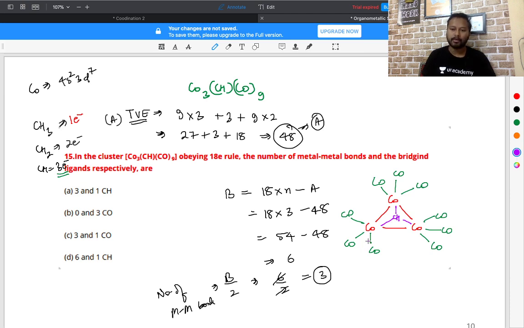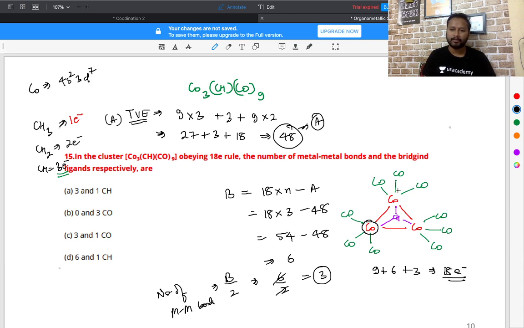Now just check whether all these metals individually follow the 18 electron rule or not. If I talk about this particular metal center, it will have 9 electrons of its own. Then 2 plus 2 plus 2, 6 electrons come from the carbonyl ligands, and 1, 2 and 3, these 3 electrons are coming from these 3 bonds. One is a metal-metal bond, one is a metal-CH bond, and again one metal-metal bond. So 3 electrons are coming from there. 9 plus 3 is 12, plus 6 is 18. So it is following the 18 electron rule.